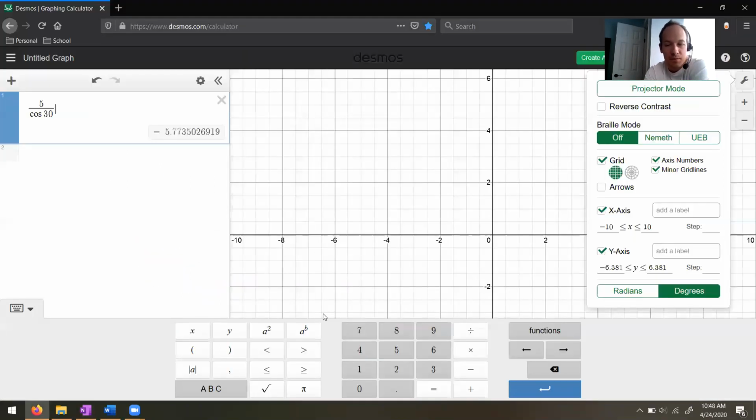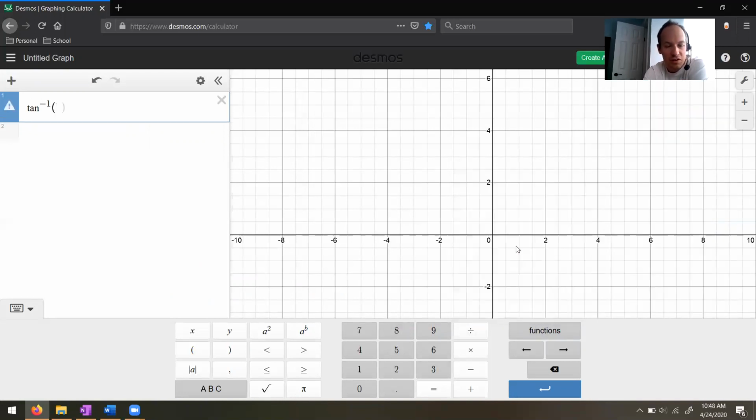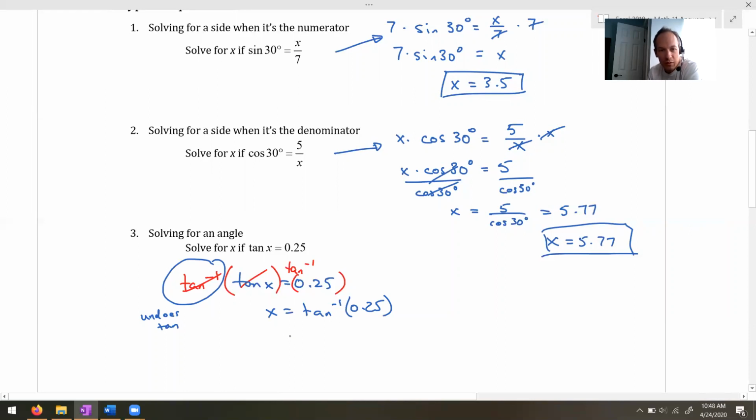Now, if you're using a calculator, you're probably going to have to push second function or shift. If you're using Desmos, you've actually got to go to the functions and find inverse tan right there. So inverse tan of 0.25 gives you 14.03. Okay, I'm going to just say 14.04. I haven't given any rounding rules, and I don't really care about it. 14.04, and you've got to put degrees up there. That's super, super, super important. So x equals this.